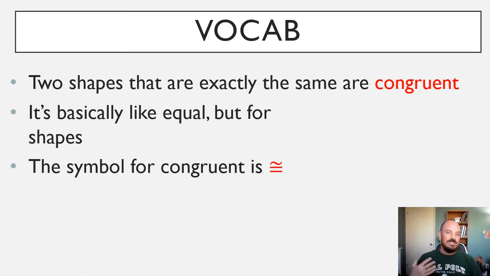Now, since congruent is pretty much equal for shapes, the sign is almost the same. You use the equal sign, but you put a little squiggle above it. So that red symbol right there means congruent. If you ever see an equal sign with a squiggle over it, it basically means equal, but you're talking about a shape instead of a number. So you might have two triangles that are congruent, or two line segments that are congruent, or two angles that are congruent. Those are things that are congruent instead of equal.